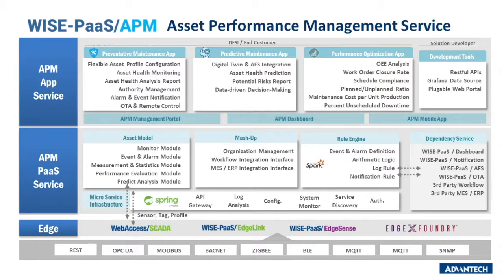So with this core APM service, on top the users can then develop their applications based on APM, and here Advantech has built a couple as examples. For example, on the top, we have created preventative maintenance applications, predictive maintenance apps, as well as performance optimization apps. These features are using the asset models that the users can define in the APM service.